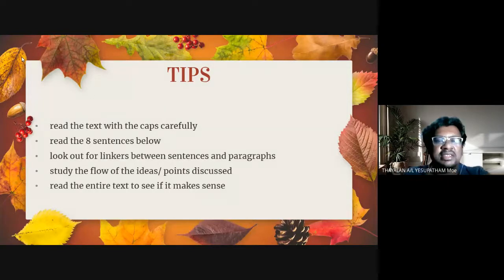Now, tips. These are the tips. Firstly, read the text with the gap.